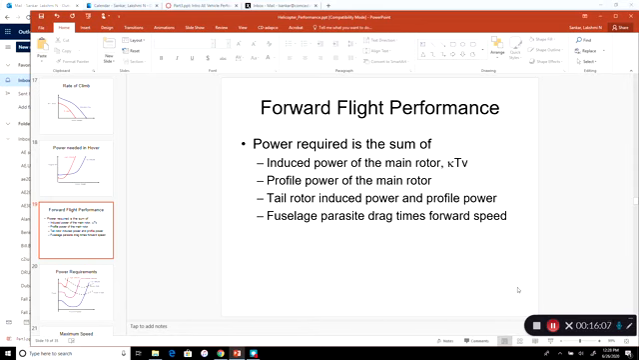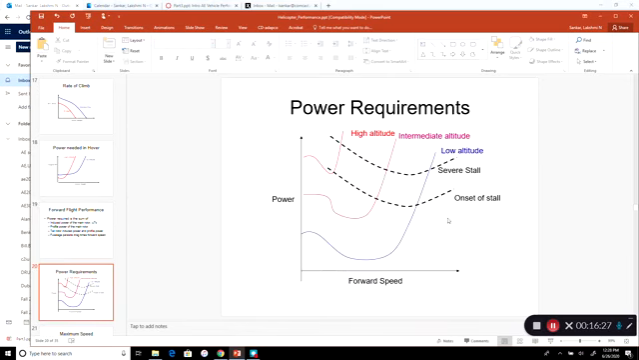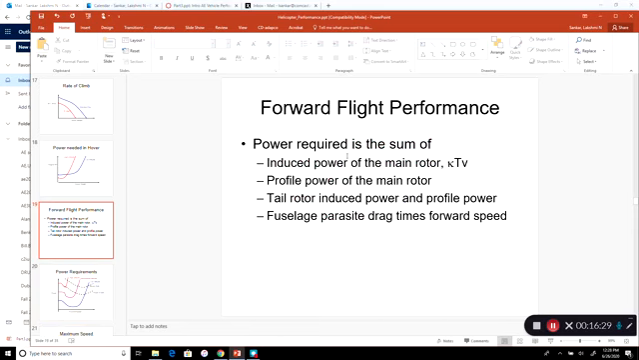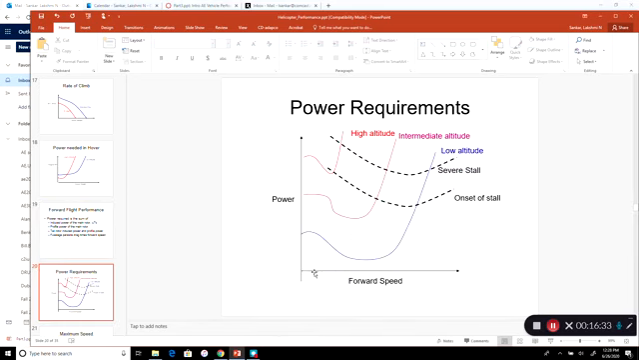Now we go to the forward flight performance. Forward flight, as we talked about, has induced power, which is kappa times thrust times velocity, profile power of the main rotor, same thing with the tail rotor, then the fuselage parasite drag times forward flight speed. So you'd have to add all of these components together. For a given altitude, you change the forward speed. So this is best done in a spreadsheet or in a MATLAB code.